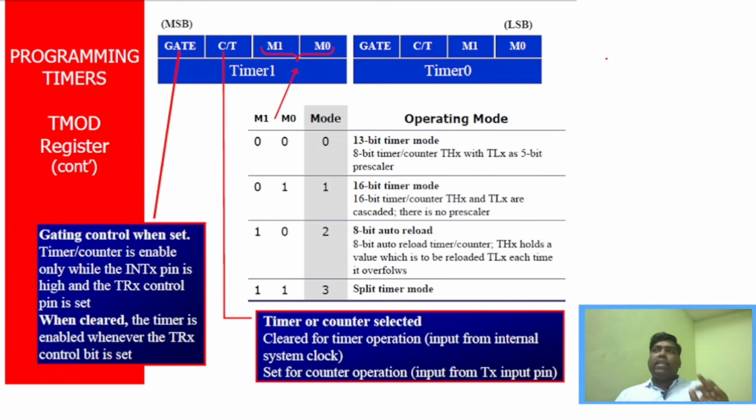So as of now you understand that you have 4 different modes, which are mode 0, mode 1, mode 2, mode 3. I'll explain about these 4 modes in the next video. But now you understand what the TMOD register is. The TMOD register will have M0, M1, and now you understand what C/T is and what GATE is.